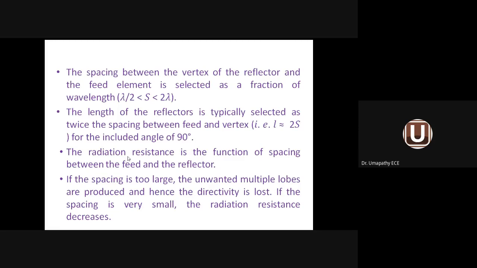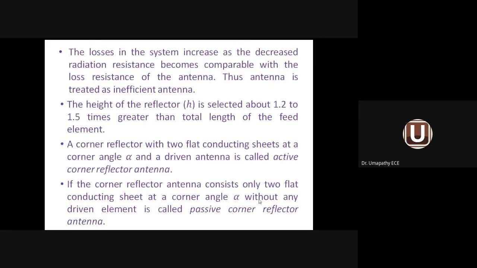Radiation resistance depends upon the spacing between the feed and the reflector. If the spacing is very large, if I keep the feed element very far away from the corner reflector, unwanted multiple lobes will be produced. Directivity will be lost. When directivity is not there, gain will be lost. The height of the reflector is selected about 1.2 to 1.5 times greater than the length of the feed element. That means H equals 1.2 L.